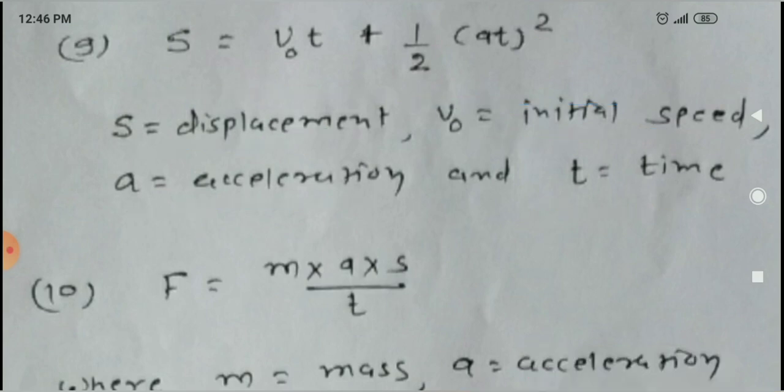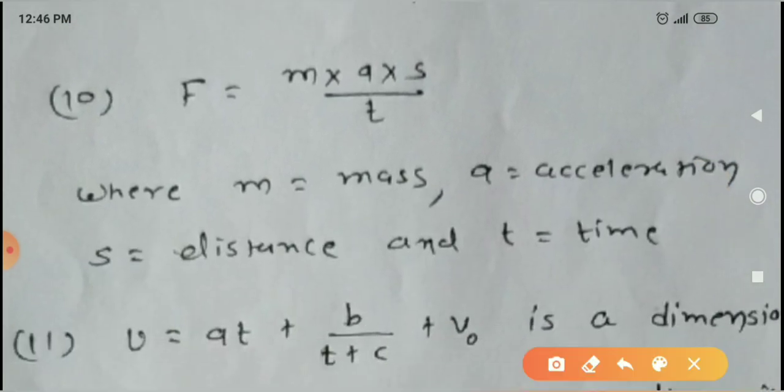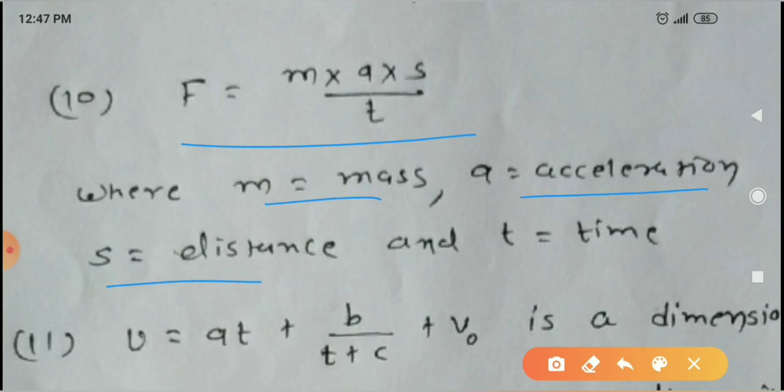And the last equation, students, is F equals m times a times s upon t, where m is mass, a is acceleration, s is distance, and t is time. So you have to check the dimensional consistency of all these 10 equations. And if you don't know the answer, tomorrow I shall explain whether the equations are dimensionally valid or not.